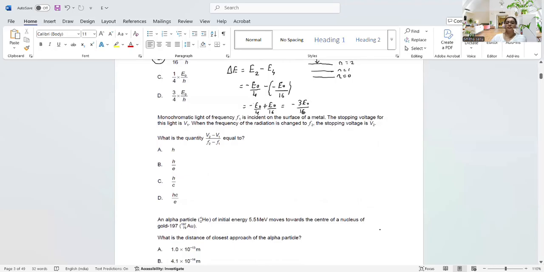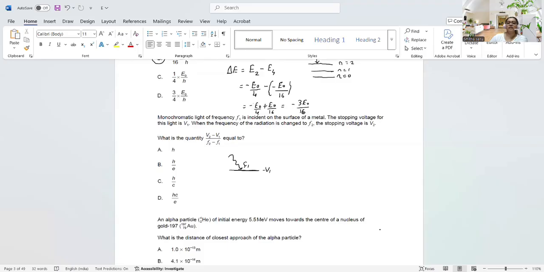Next is on a photoelectric effect. A monochromatic light of frequency F1 is incident on the metal surface. This is the metal surface. There is a photon that is incident and it has a frequency F1. The stopping voltage for this is V1, which will be a negative voltage.